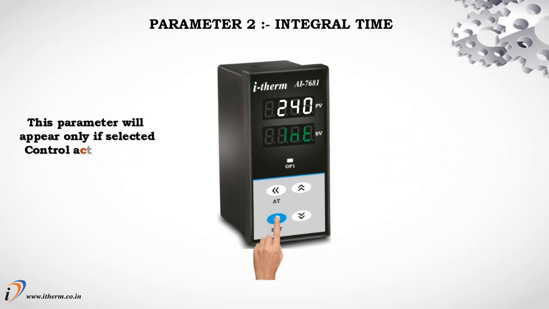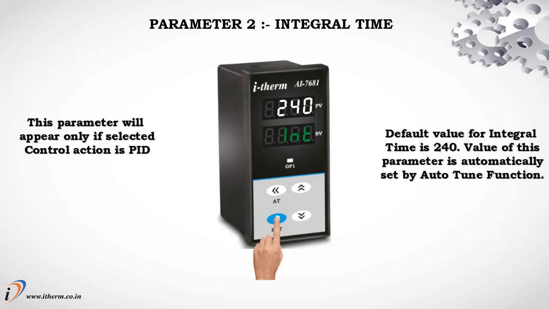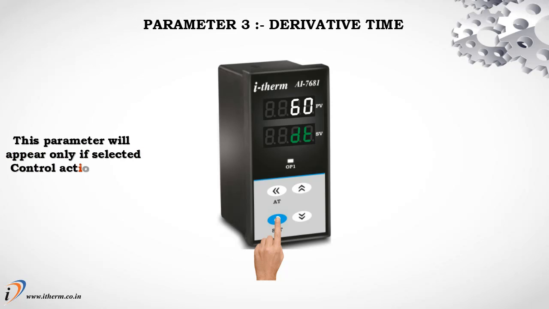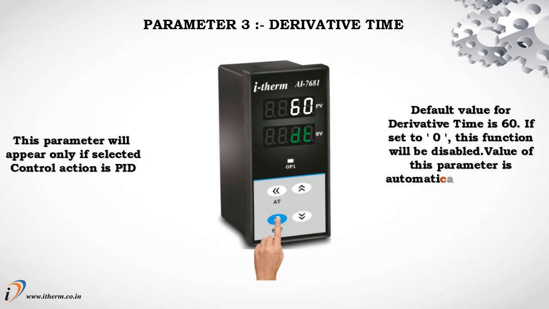Parameter 2, integral time. This parameter will appear only if selected control action is PID. Default value for integral time is 240. Value of this parameter is automatically set by auto-tune function. Parameter 3, derivative time. This parameter will appear only if selected control action is PID. Default value for derivative time is 60. If set to 0, this function will be disabled. Value of this parameter is automatically set by auto-tune function.